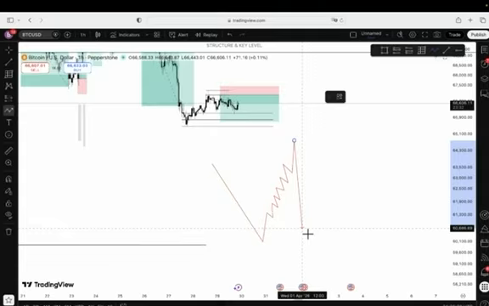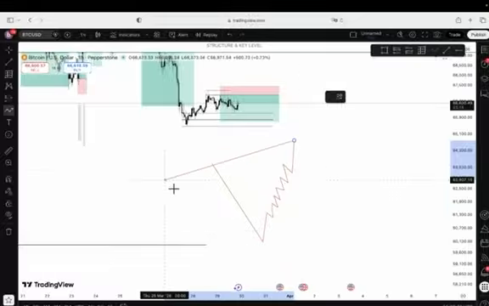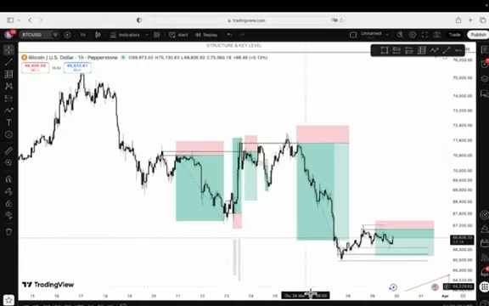Somebody said, please, if you don't mind with this question I'm about to ask, I would like to know how you scale into winning trades. I've heard people talk about using winning positions to scale into winning trades. Yeah, that's the same thing I talked about in this setup here.